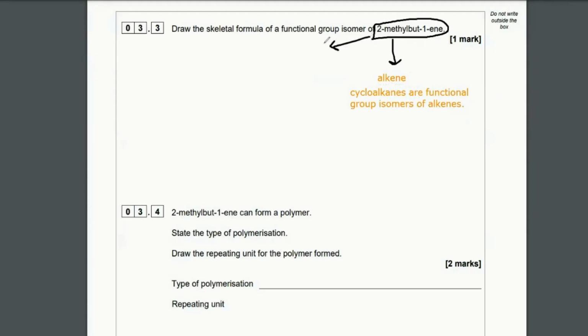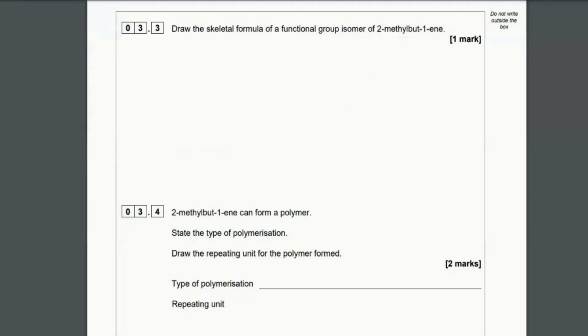And that means I just need to think of a compound with the formula C5H10 that's a different functional group. It won't have the carbon-carbon double bond. And these cycloalkanes are the perfect functional group isomers of any alkene. So cyclopentane is what we're going to write here. Now, if I had propene, I would have cyclopropane. So it doesn't contain the double bond. That's why we say it is a functional group isomer.